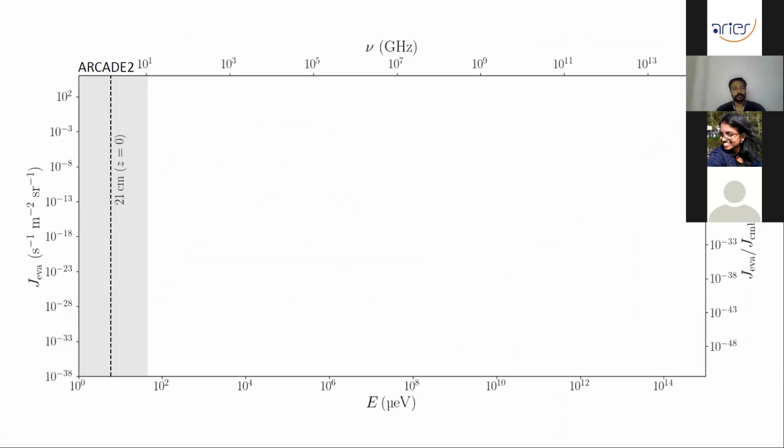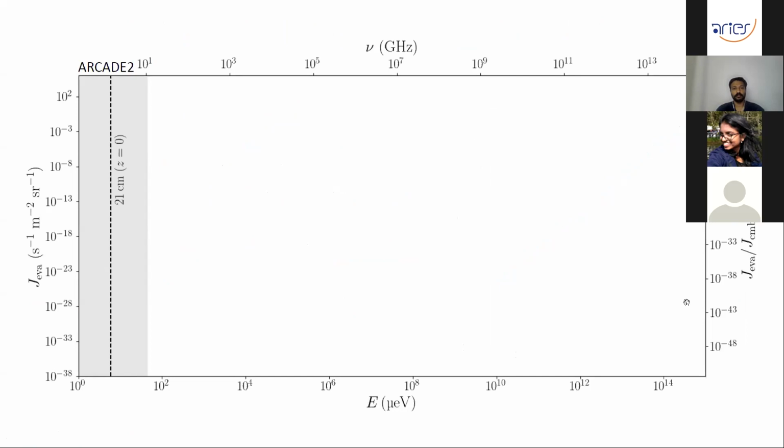But let us now look at our results in a more quantitative fashion. This figure will show the specific intensity that I want to calculate. On the x-axis, I have the energy in micro electron volts. The gray shaded band is the frequency band in which ARCADE and LWA made their observation. One typical example is shown of the 21 centimeter energy.